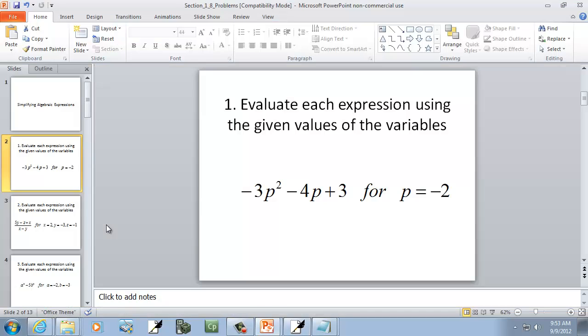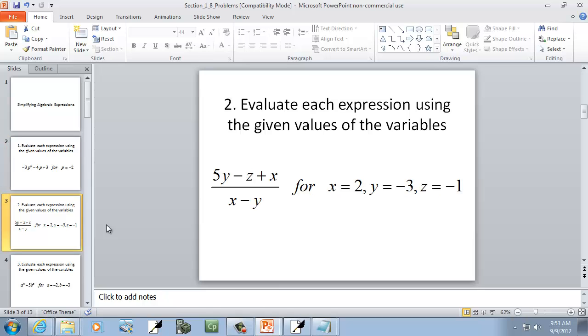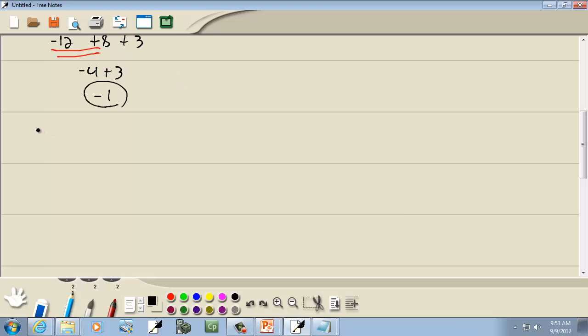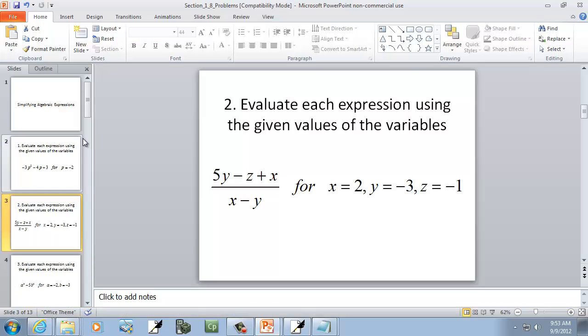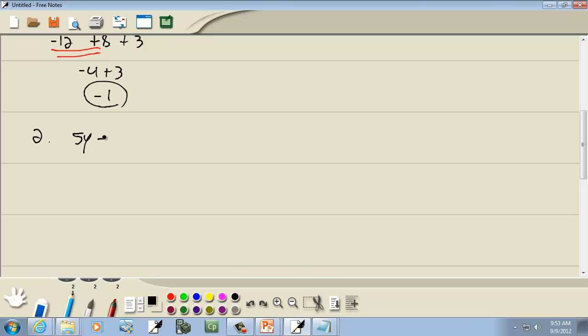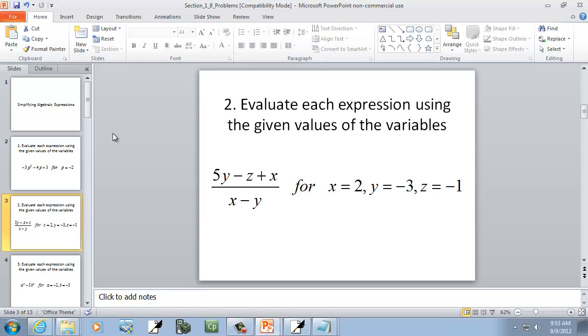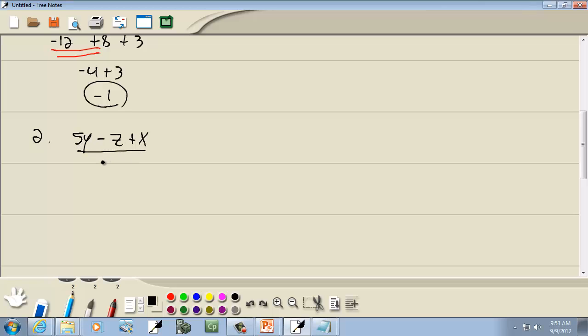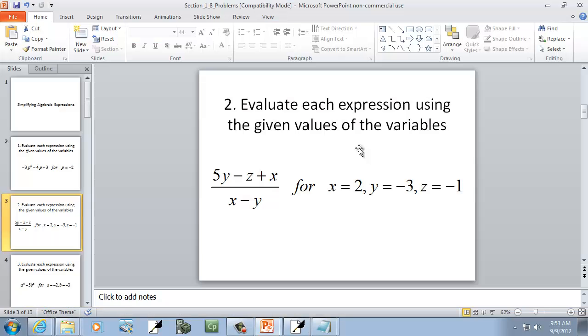Let's take a look at another problem of those. This one has 3 different variables. Now we're going to use the same steps. So we've got 5y minus z plus x over x minus y, and for x equals 2, y equals negative 3, and z is equal to negative 1. And the instructions still are to evaluate each expression.